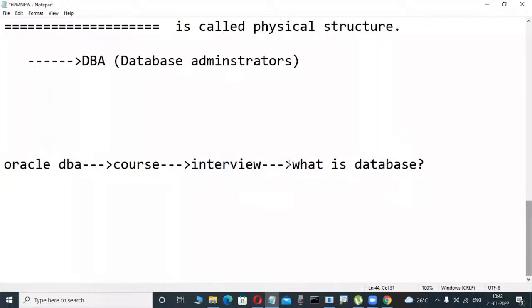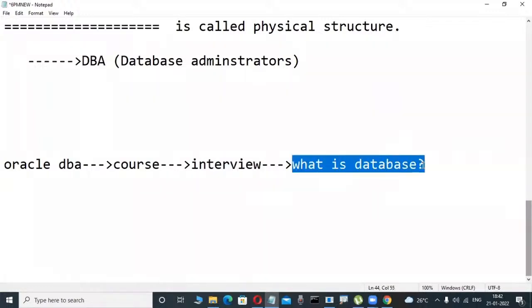That's why when an interviewer asks a DBA what a database is, I, as a DBA, will not say it is a place which stores a structured collection of data, because that is wrong. That is the logical side. I am not telling that. I am telling the physical side.